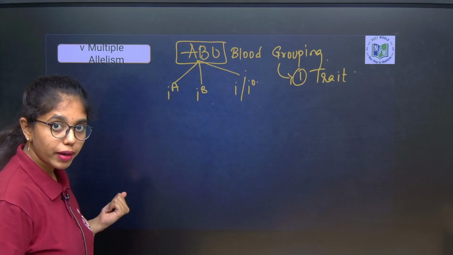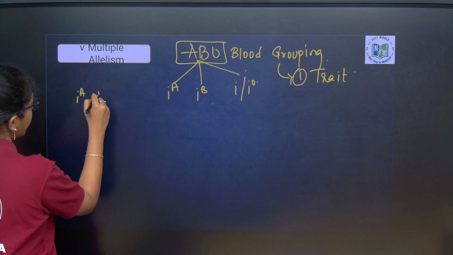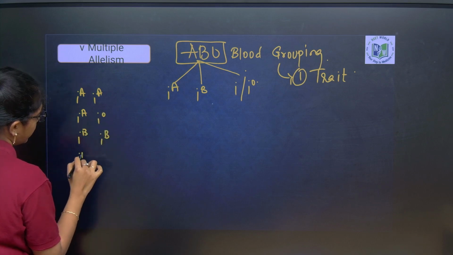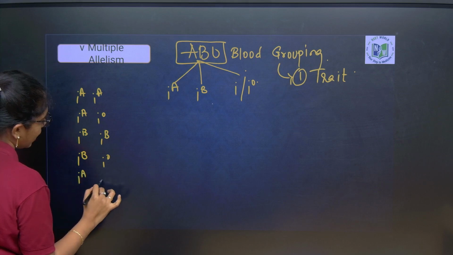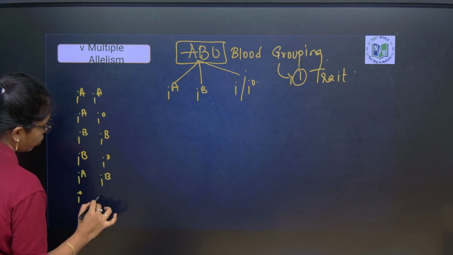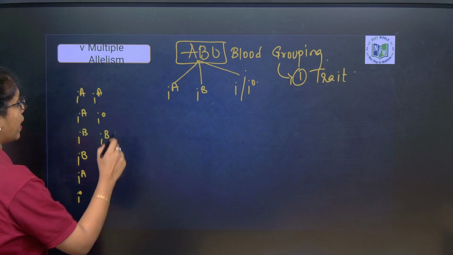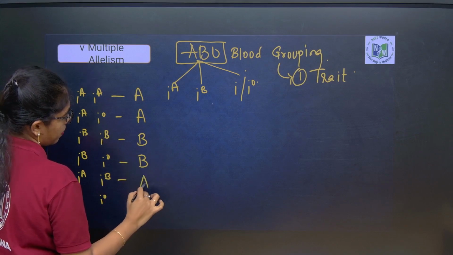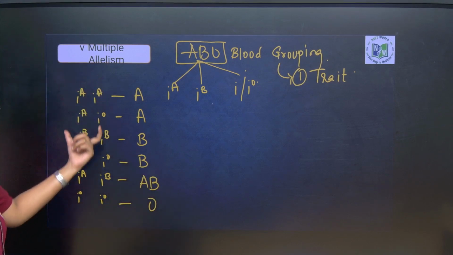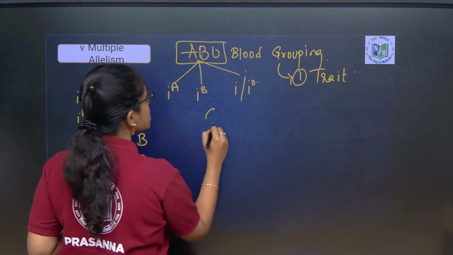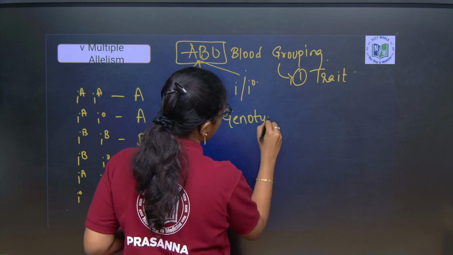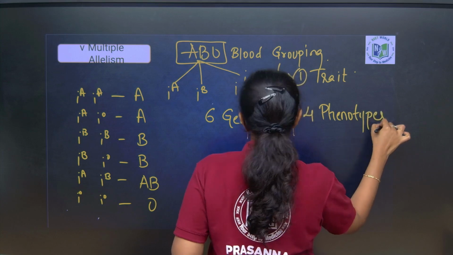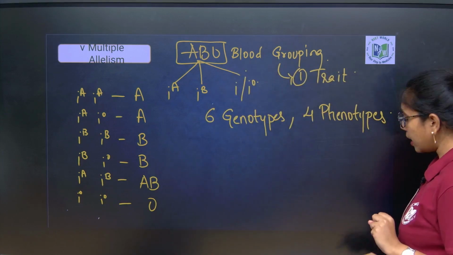What are the combinations of blood group that you can see? You can see IAIA, IAIO, IBIB, IBIO. You can see IAIB and you can see O blood group again. So as such you can get how many phenotypes? A blood group, B blood group, AB blood group and O blood group. So, total genotypes you can see there are 6 genotypes and 4 phenotypes. Keep that in your mind, very important. 6 genotypes and 4 phenotypes in ABO blood grouping.